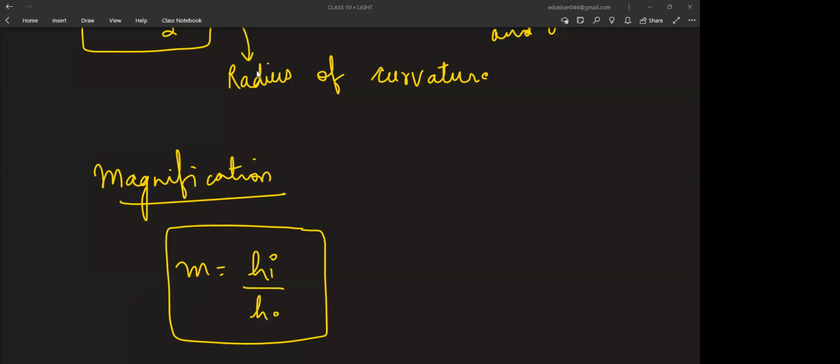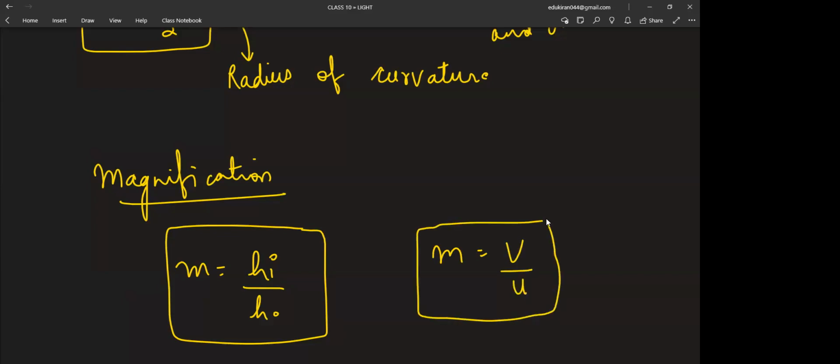Here we do not have minus V by U. Here we have simply plus V by U. So that negative sign is gone. This is simply V by U. So you have these two. Again, the conclusions are the same.